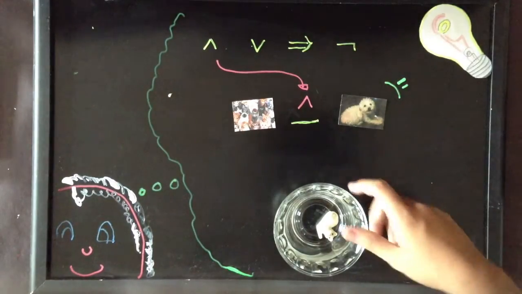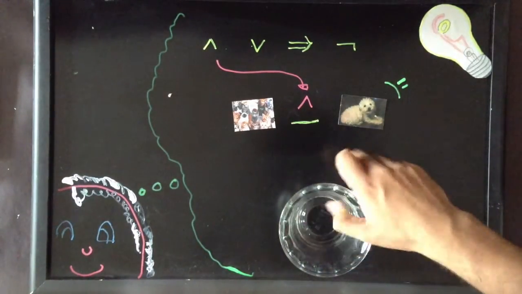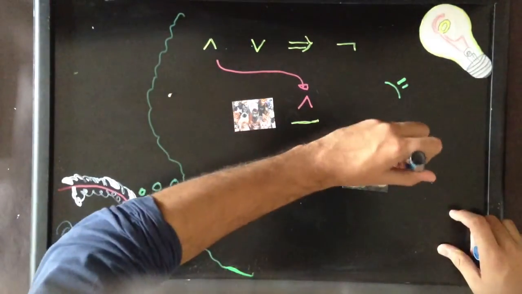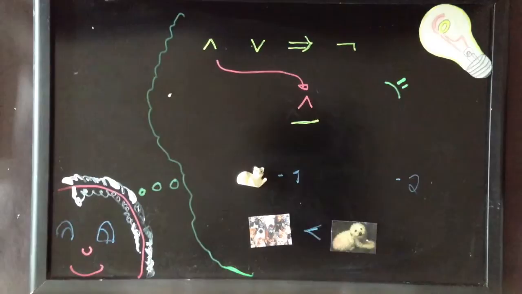If we really want to say that dogs are better pets than cats, we only need to assign a number to each set of animals and compare them with the symbol less than.